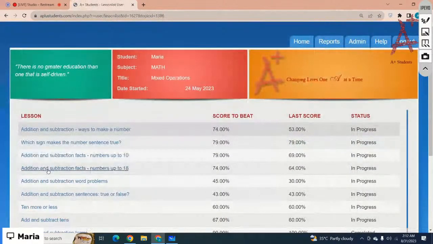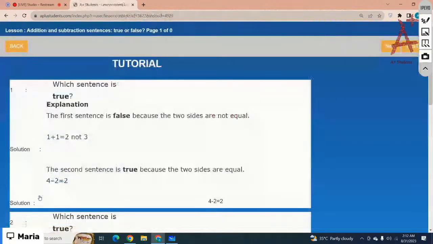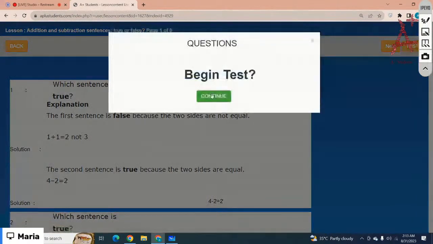The next lesson is addition and subtraction sentences, true or false. Okay, which sentence is true? So basically, you are given two sentences. You have to see which of the sentences is true, right? But here you're not given the options. So let's just start with the practice questions. There you are also given the options, so that would be easy to understand.